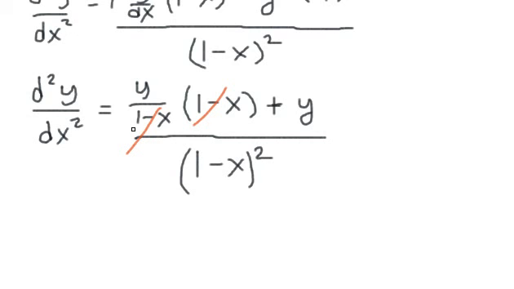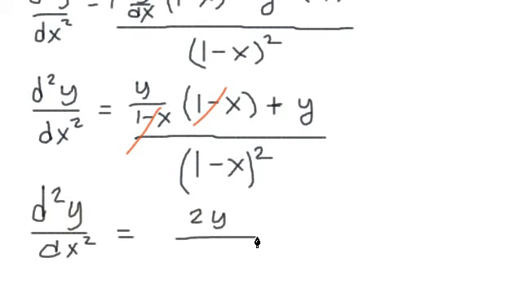Why can't we do that? That ought to work. Cancel that out. Rewrite this thing. So d2y over dx2 is equal to, we've got a y plus y, that's 2y, over 1 minus x quantity squared, and we are done. So that's taking the second derivative using implicit differentiation.